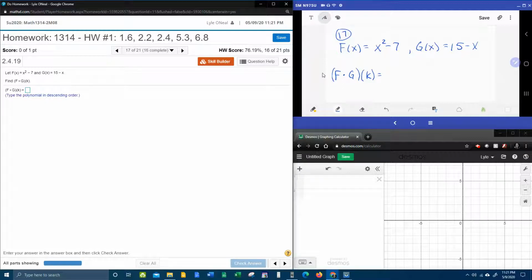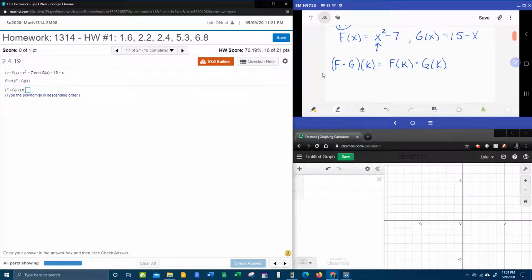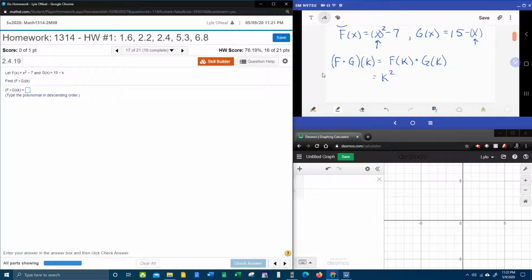First of all, you need to know that f times g of k is the same thing as f of k times g of k. And so what that means is that we're going to plug in the letter k for each x, and then we're going to multiply these functions together. Here we go. So we're going to have k squared minus 7, that is f of k, times 15 minus k. That's g of k.